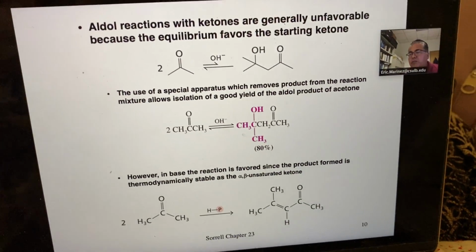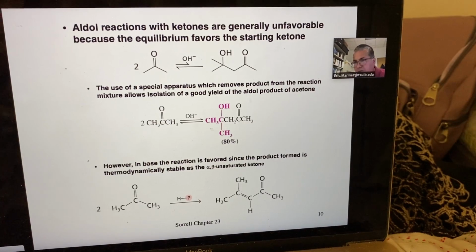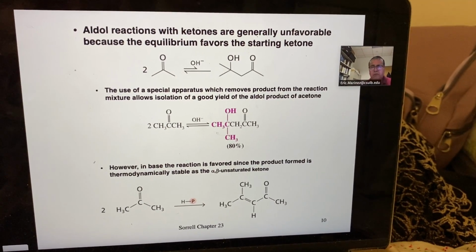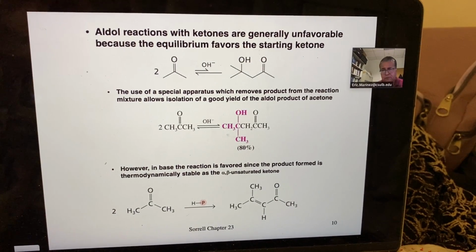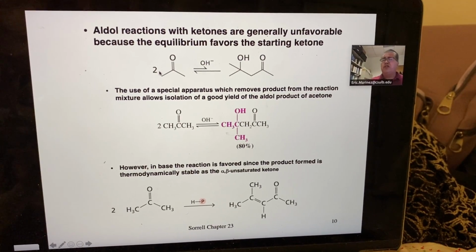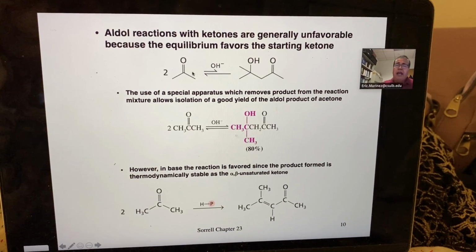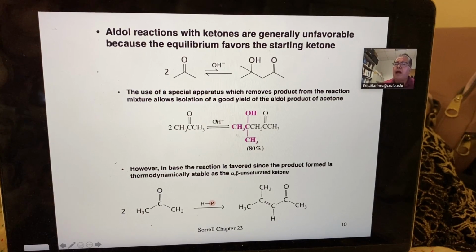Not very good. So up to this point, I've been specifically talking about doing the aldol reaction with aldehydes. Ketones, on the other hand, are not very good. If I'm in base in particular, ketones don't want to react. Notice that the equilibrium for this dimerization is shifted towards the left, not towards the right. Okay? Now, you can get this reaction to go to the right, but you have to use a special apparatus.